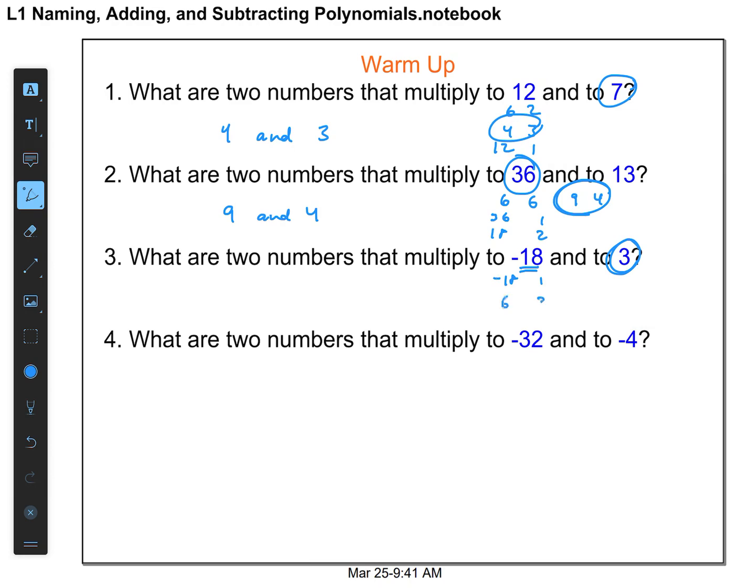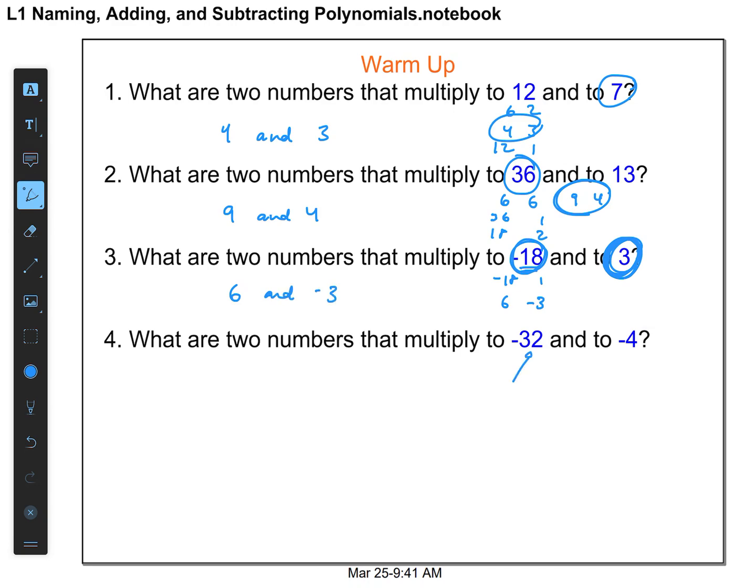And if we think 6 and 3, 6 and 3 multiplies to 18, but I want them to add to 3. So if you think 6 and negative 3, 6 plus negative 3 is 3, which is what we were looking for, and it multiplies to negative 18. So my 2 numbers are going to be 6 and negative 3 for this one.